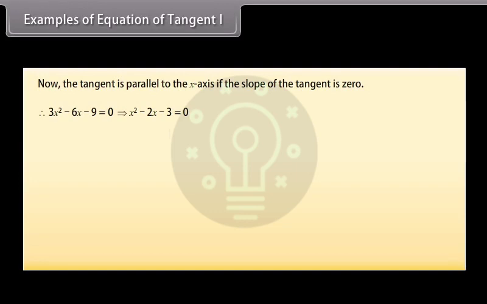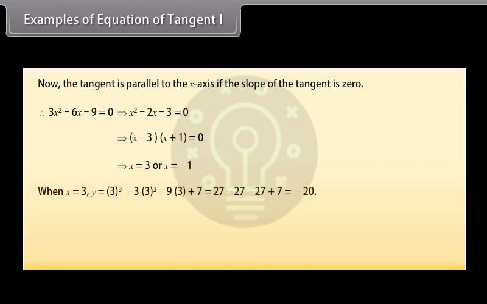It implies that x square minus 2x minus 3 is equal to 0. It implies that x minus 3 into x plus 1 is equal to 0. It implies that x is equal to 3 or x is equal to minus 1. When x is equal to 3, y is equal to 3 cubed minus 3 into 3 square minus 9 into 3 plus 7 is equal to 27 minus 27 minus 27 plus 7 is equal to minus 20.